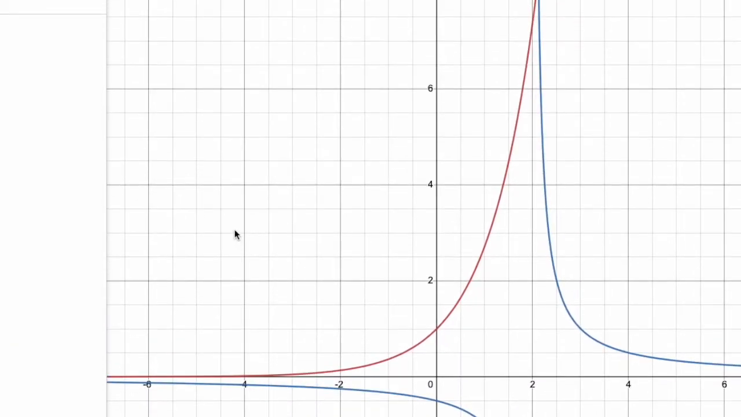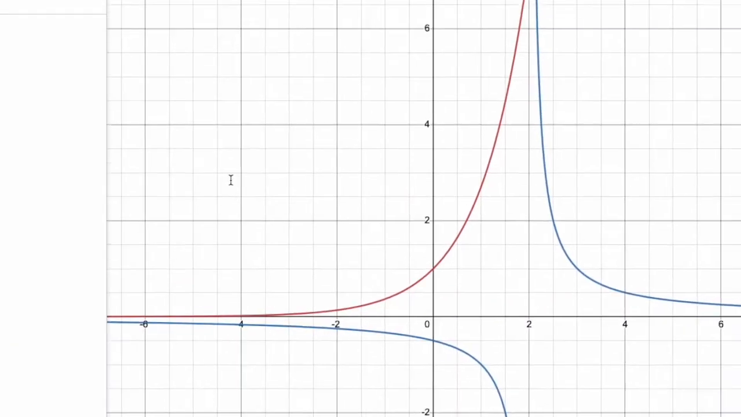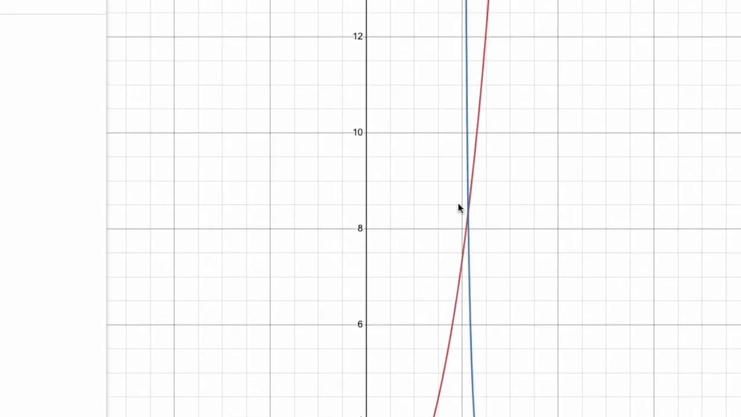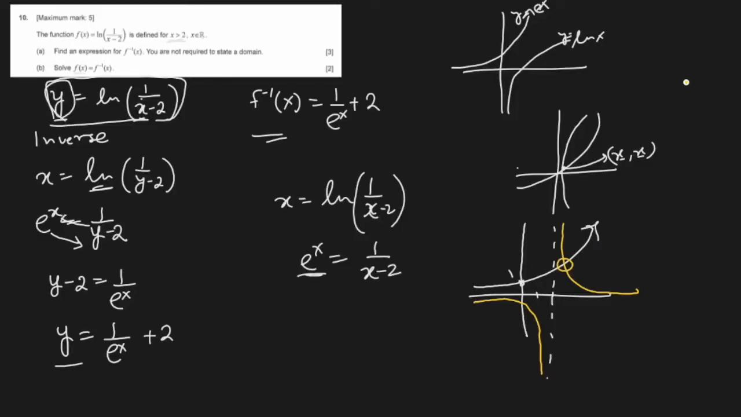And here it is. As expected, this is the graph, and here we get where both of them are the same. The x value is 2.12. So our solution for this particular equation is x equal to 2.12.